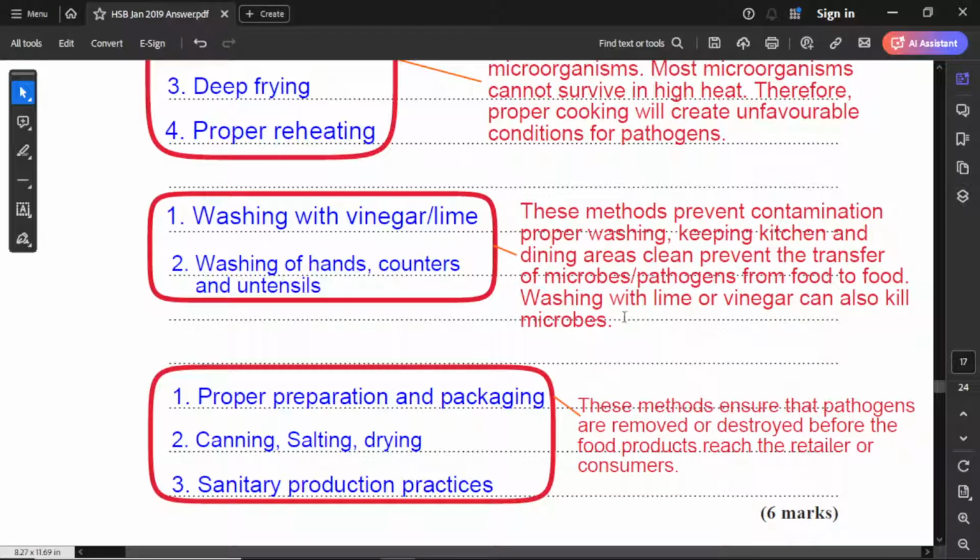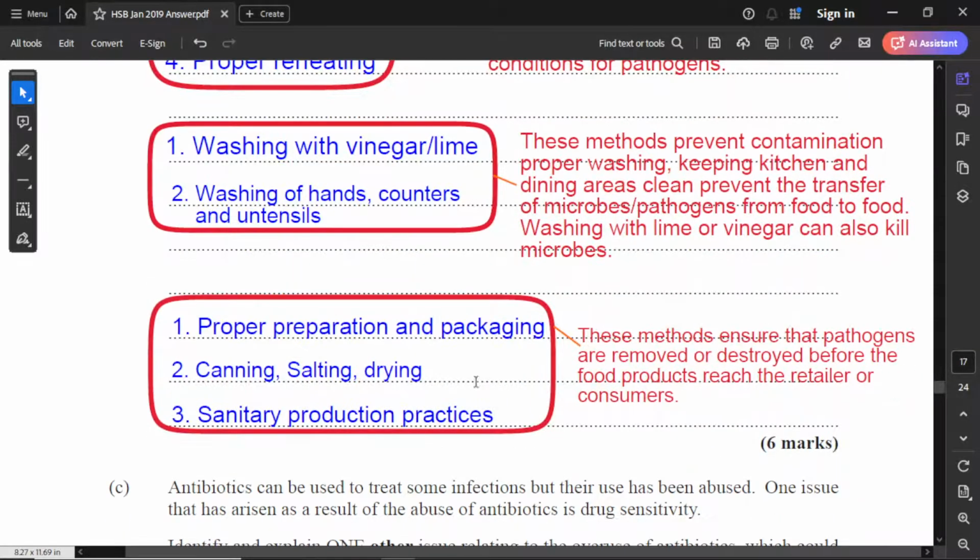That's very important. And so, washing with lime or vinegar can also kill microbes, and that's a way to remove them. And remember, we're talking about the removal of, right? Not the contamination or transfer, but to remove the things that are there. All right.